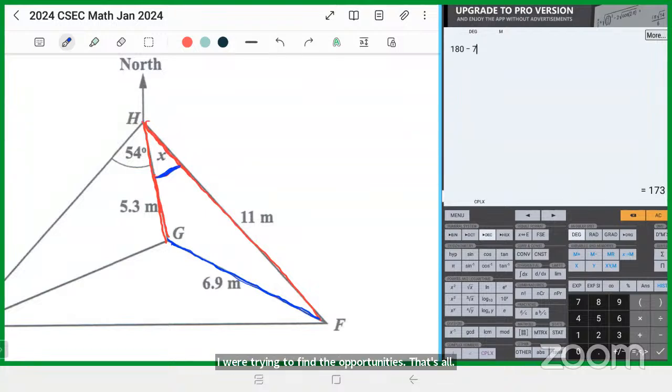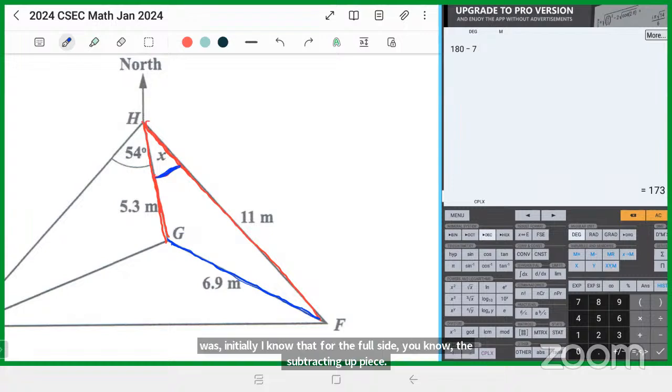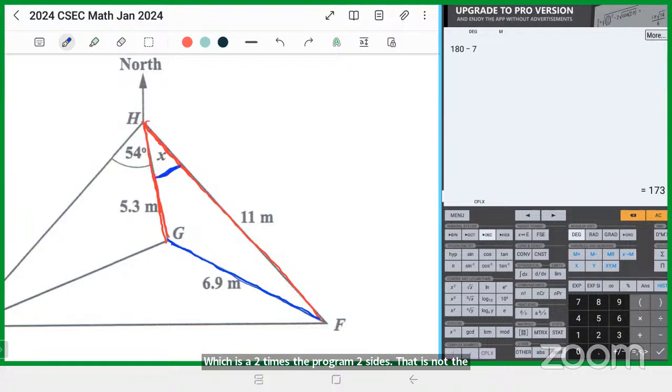We don't need to look at any formula. Just set it out like the cosine rule initially, like Pythagoras' theorem. I know that for the cosine rule, you're then subtracting a piece, which is 2 times the product of the 2 sides that are not the hypotenuse, times the cosine of the angle between them.